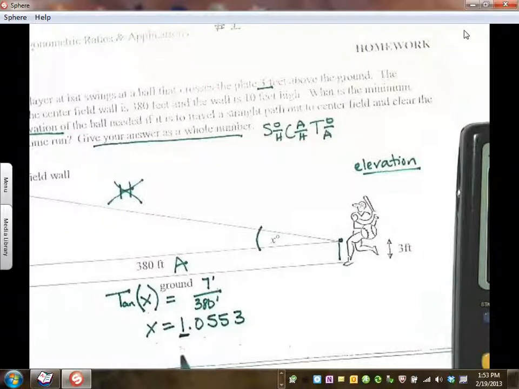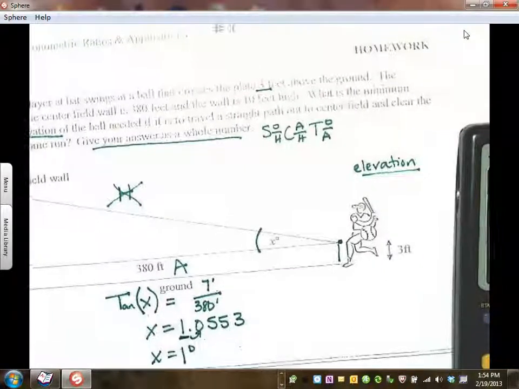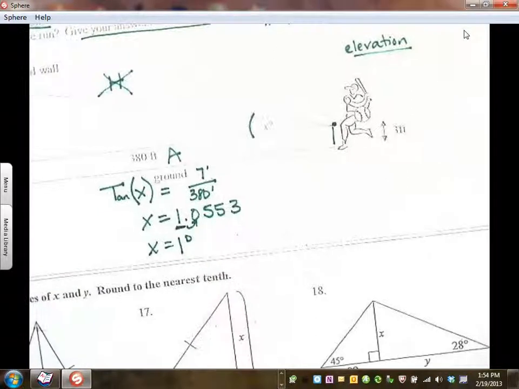So I look just to the right. That's a 0. So it's not going to add anything. So we know X is 1 degree. That's a pretty small angle to get it over that fence. That's still a long way to hit the ball, though. I don't know that I could hit it that far.